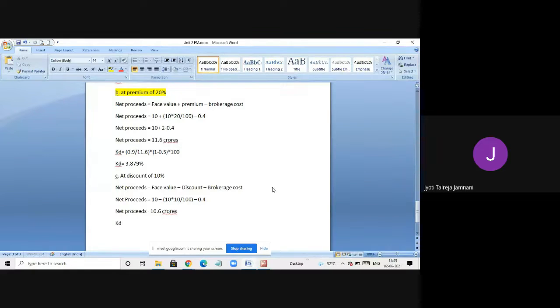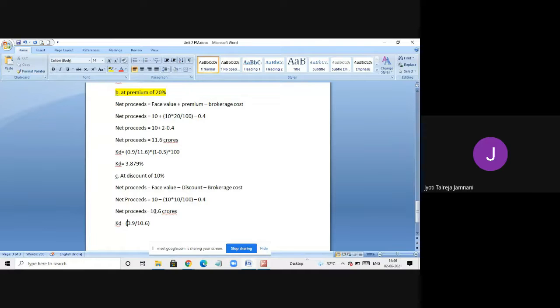Now let's find the cost of debt. Cost of debt is equal to interest 0.9 divided by the net proceeds 10.6, into 1 minus the tax rate. Profit should be 8.6, I think. Yes, ma'am. Okay, both we have to minus.